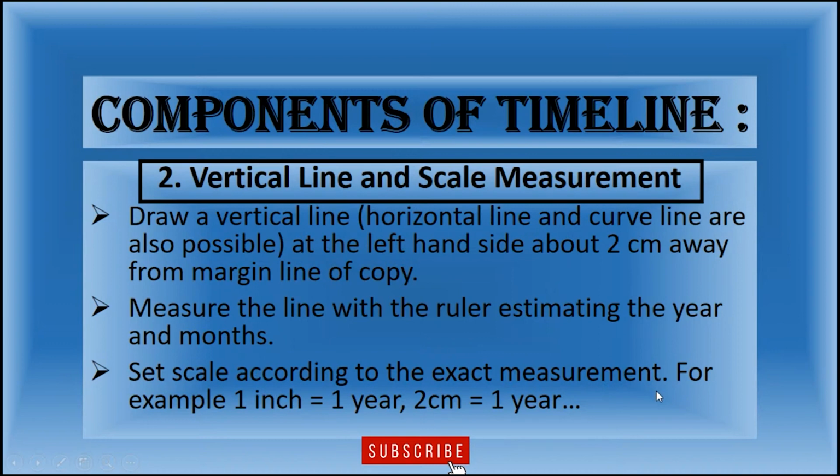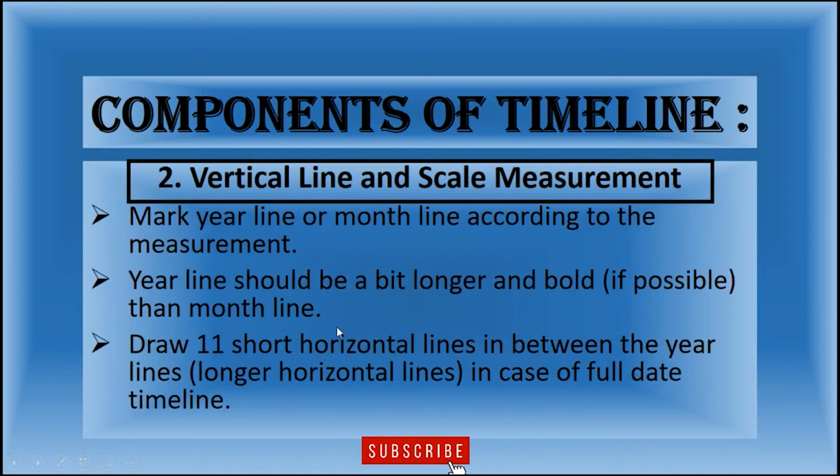So you measure there and set the scale exactly, like 1 inch is equal to 1 year, or 2 centimeters is equal to 1 year. Mark the year line and month line according to the measurement. Year line should be a bit longer and bold, I already told you. If possible you can make it bold as well. The month line will be shorter, the year line will be longer.